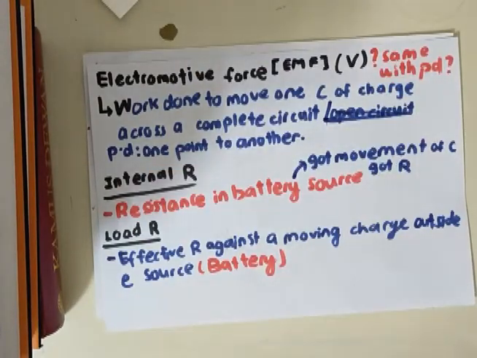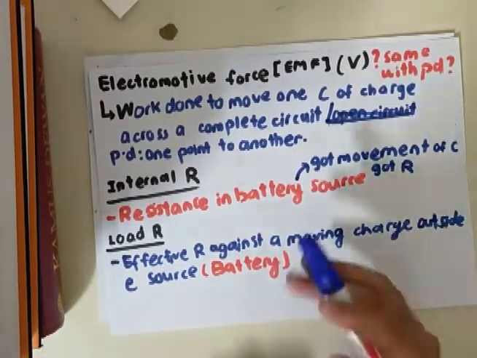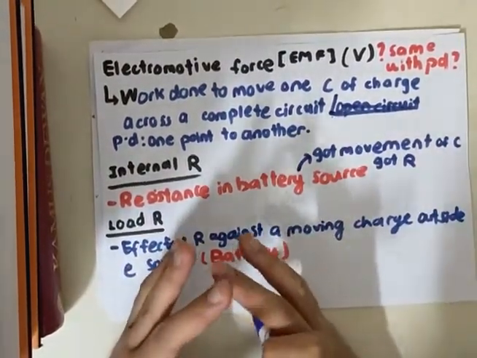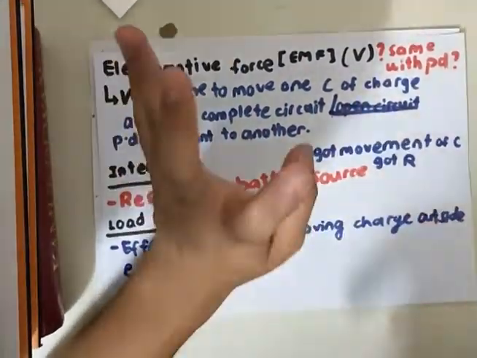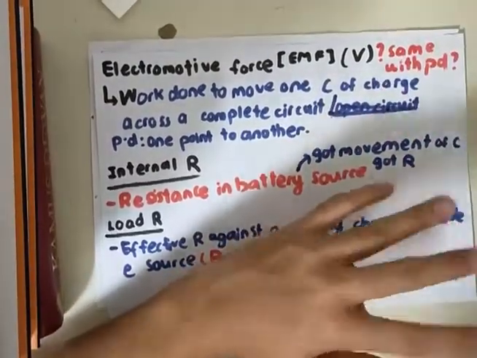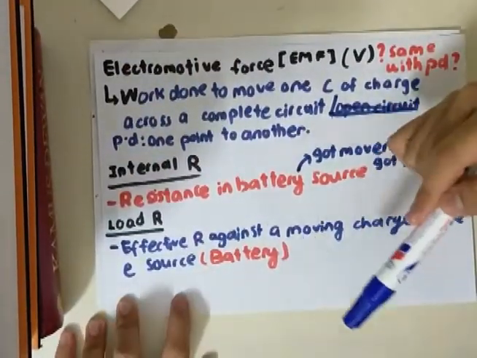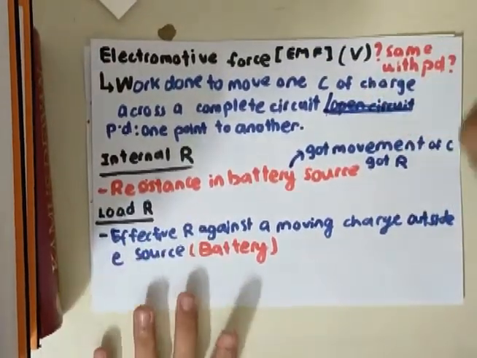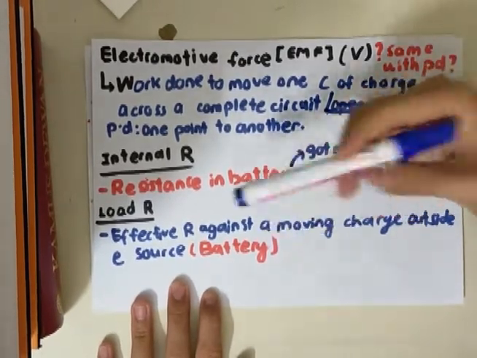The next thing you will have to know is internal resistance. Internal resistance is the resistance that is present inside the battery source. I would say that whenever there is any movement in this world, if you move something, there will definitely be resistance, friction or whatever. The same goes for a battery. When it generates electricity, the voltage or potential difference, there would be resistance inside the battery itself.